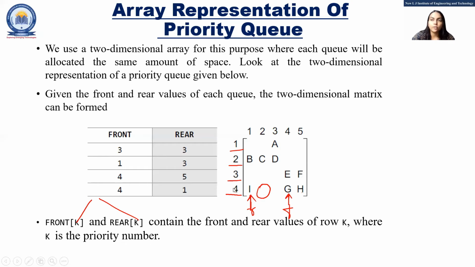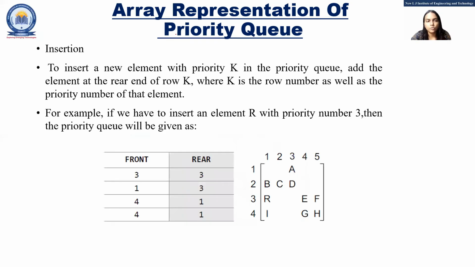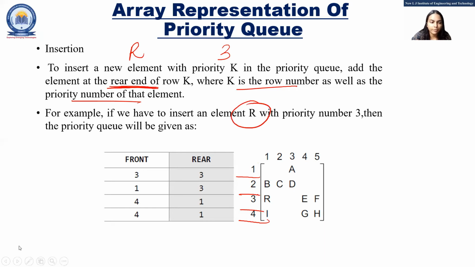So now let us try to insert one element. We have one element and we have its priority. So where will it be inserted, in which queue? Let us see that. In order to insert a new element, for example, the new element is R and the priority is 3, add the element at the rear end of the row K. Okay, so there are 1, 2, 3, 4 rows. We can say there are 4 queues where K is the row number as well as the priority number. So if you have to insert element R with priority 3, where will we insert?